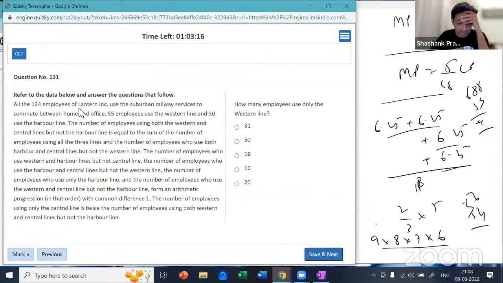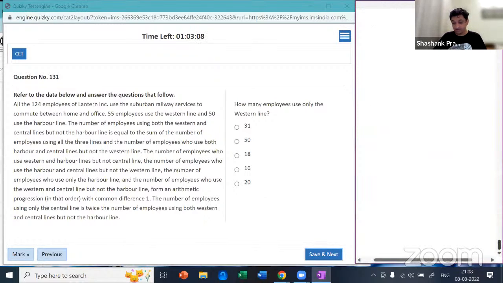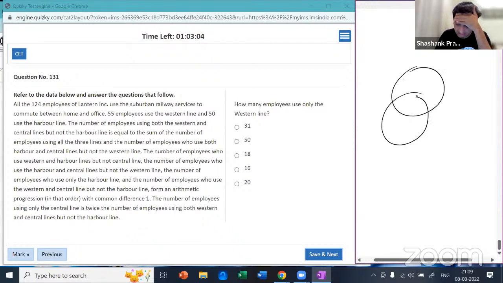ठीक है, ये क्या है? 124 suburban railway services, 55 western harbor, western center. ठीक है, I think this is Venn diagram. 124. So let's see क्या क्या था इसमें. Suburban, western, harbor and central. ठीक है. 55 use the western line. Thankfully, I'm from Mumbai, so I can identify with this. 50 use the harbor line, so this is fine.